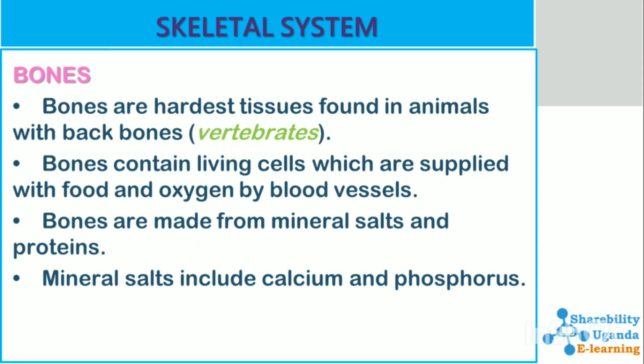Then we have what we call the bones. The bones are what make up the human skeleton, and they are the hardest tissues found in animals with backbones or vertebrates. Bones contain living cells which are supplied with food and oxygen by blood vessels. Bones are made from mineral salts and proteins. Mineral salts include calcium, phosphorus, sodium, and others.